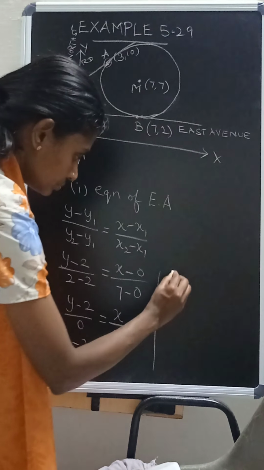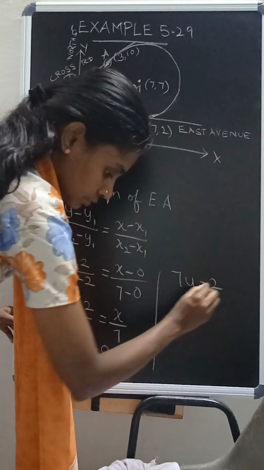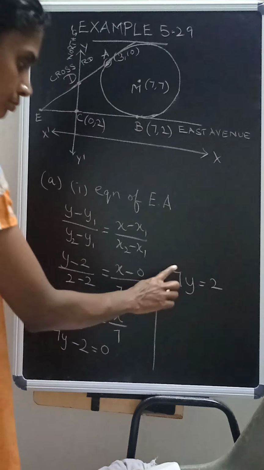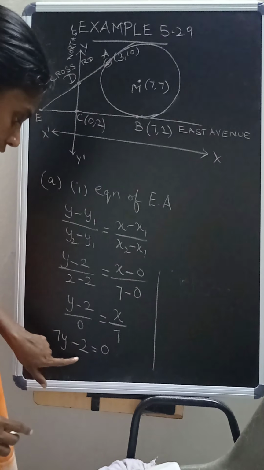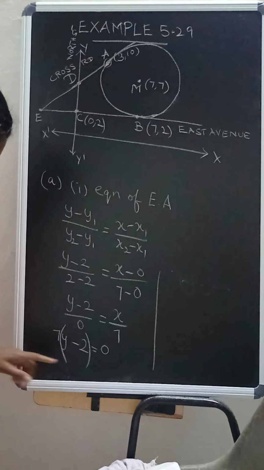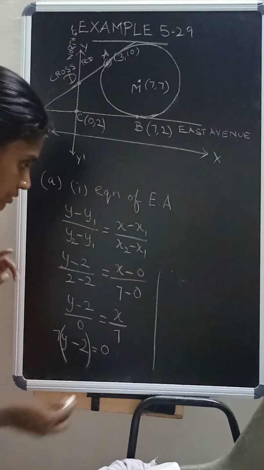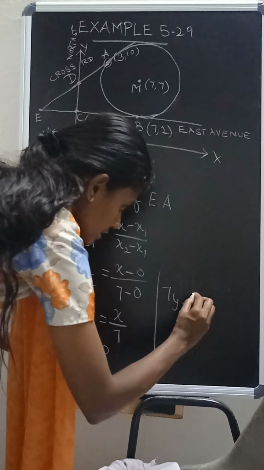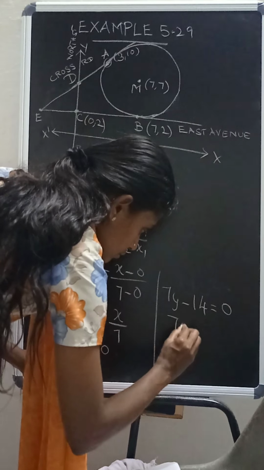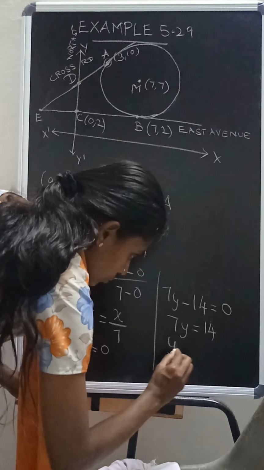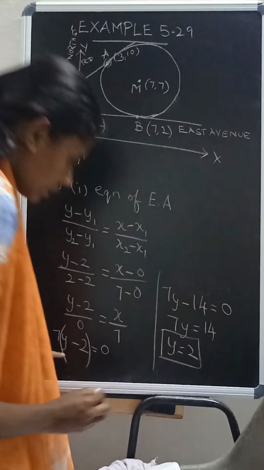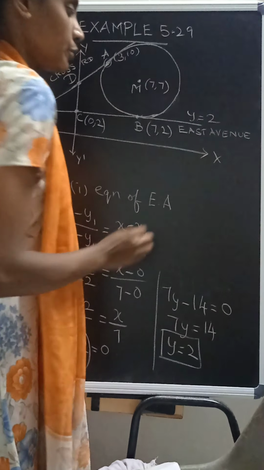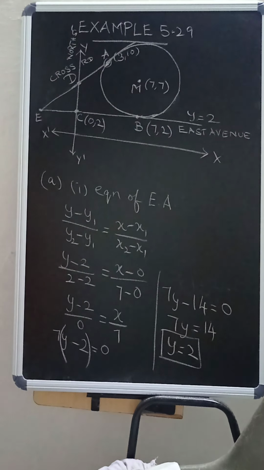Put a bracket: 7 into (y minus 2) is equal to 0. Now multiply the first term and the second term: 7y minus 14 is equal to 0. So 7y is equal to 14, y is equal to 2. Now what is the equation of the East Avenue? y is equal to 2 is the equation of the East Avenue.